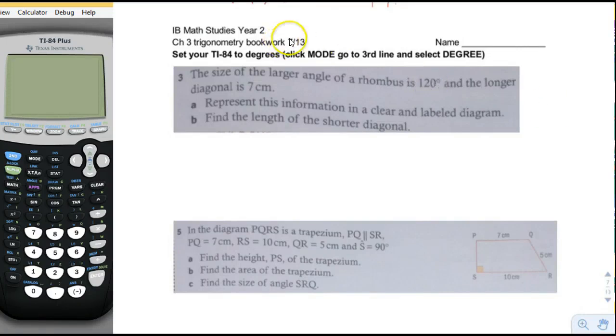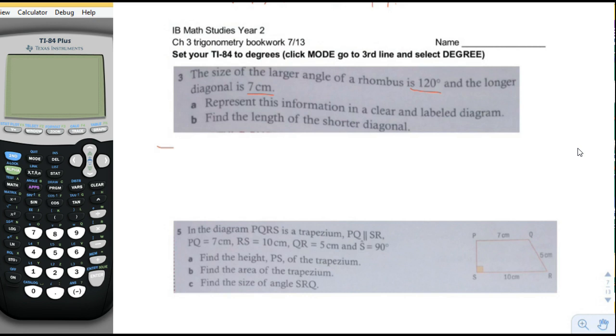Okay, page 7 and 8 of trig bookwork. The size of the larger angle of a rhombus is 120 degrees and the longer diagonal is 7 centimeters. Represent this information in a clear and labeled diagram. Find the length of the shorter diagonal.